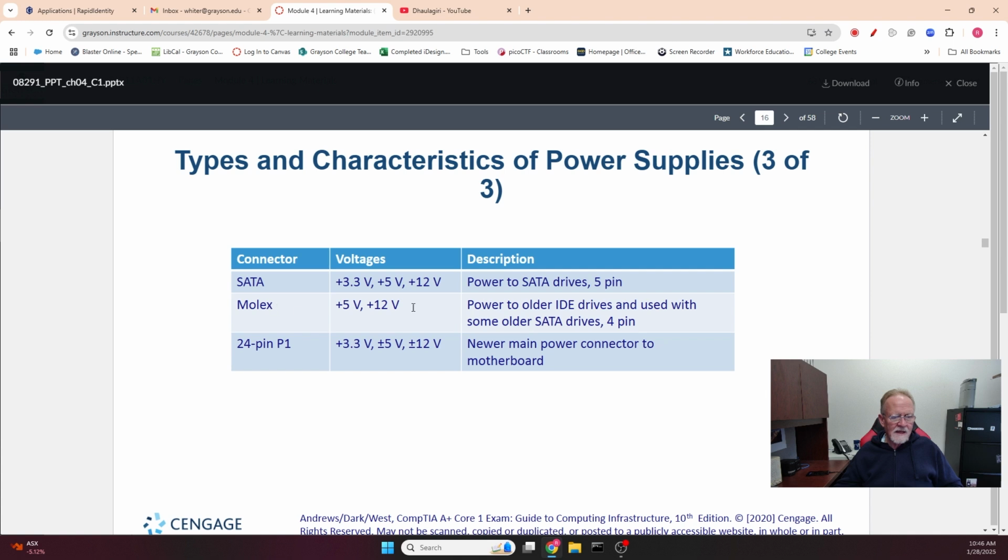A Molex power supply. This is for older IDE drives, and also if you happen to have a floppy drive for whatever reason, or not a floppy, pardon me, a CD-ROM drive or a DVD-ROM, it requires a Molex. Those are the 4-pin power plugs that the older drives require. It requires plus 5 volts and plus 12 volts, and then a 24-pin P1. This is a newer main power connector. This is the 24-pin. Actually, it's 20 pins plus 4 pins is how you would look at that. This is for the power to all the parts of the motherboard, and it requires plus 3.3 volts, plus and minus 5 volts, and plus and minus 12 volts.